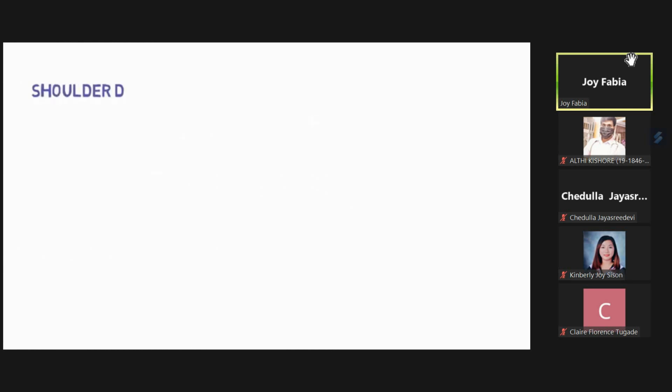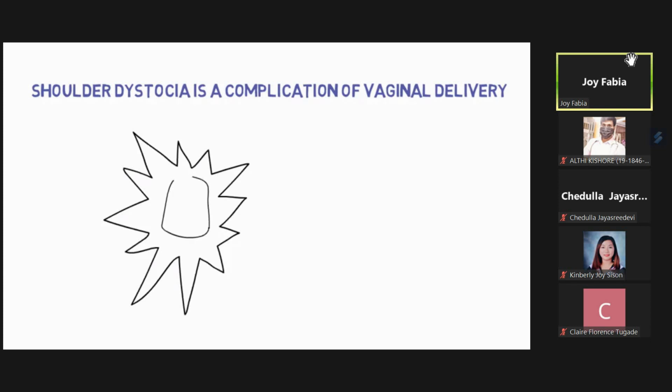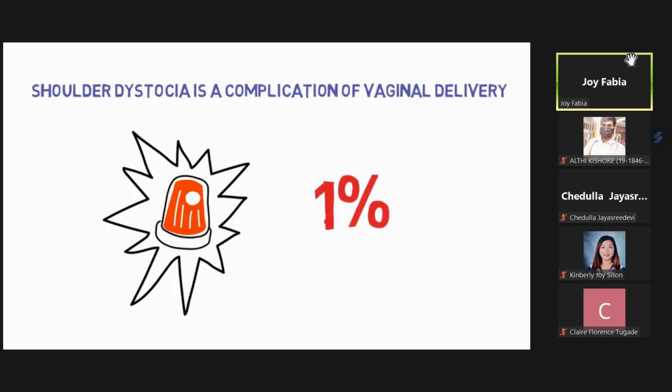Shoulder dystocia is a complication that can occur during a vaginal delivery. It is an obstetrical emergency. Shoulder dystocia occurs when, after delivery of the fetal head, additional obstetrical maneuvers are required to deliver the fetal shoulders. It occurs in approximately 1% of births.